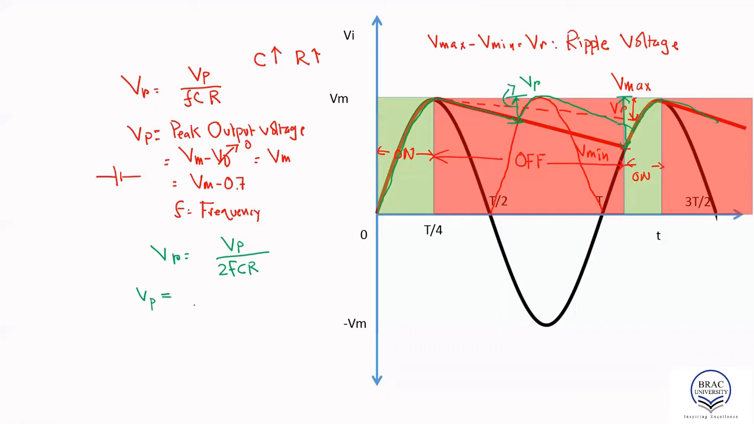Now, in case we consider a full wave bridge rectifier, for each cycle we have to pass through 2 diodes. You see, if this is a full wave bridge rectifier, for both positive half cycle and negative half cycle, we have to pass through 1 diode, 2 diodes. So that means Vp would be Vm minus 2 Vd for the full wave bridge rectifier.